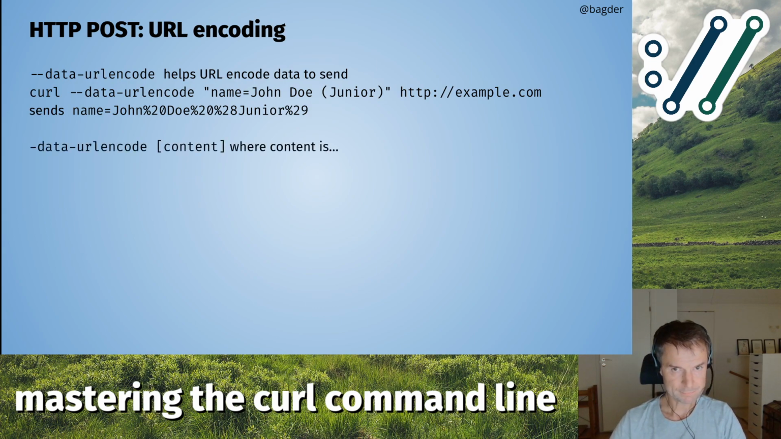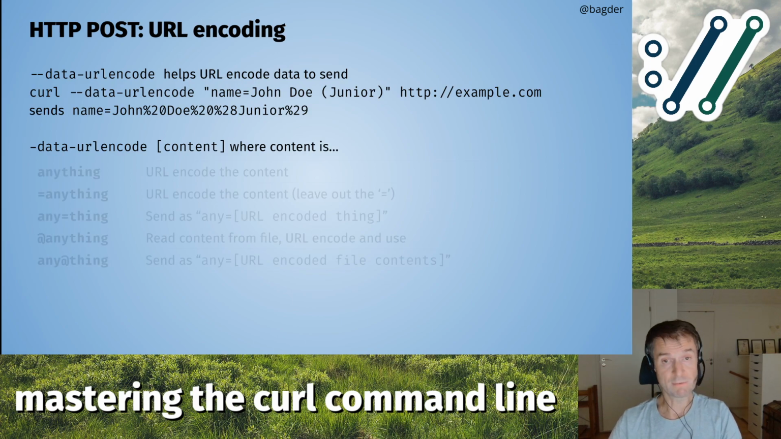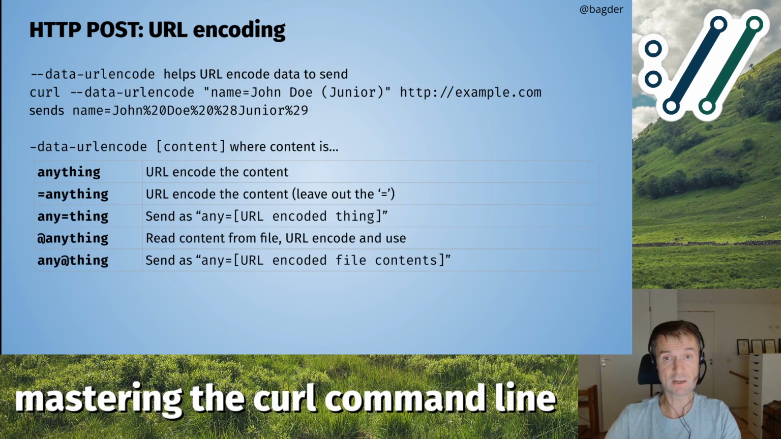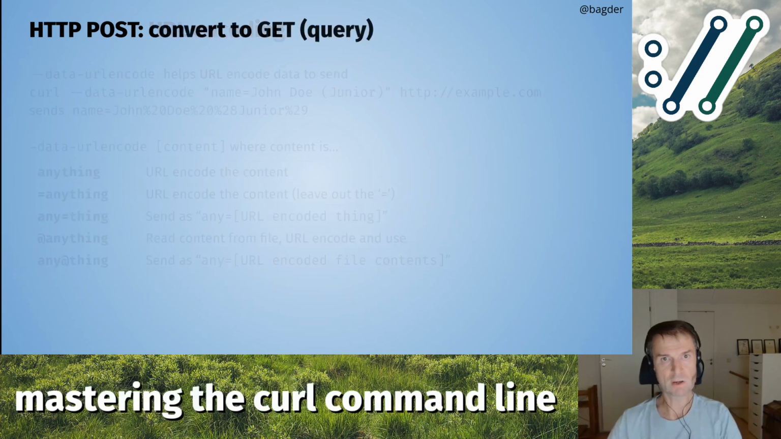And you see they get encoded to their URL encoded versions, which is a percent sign and a 2-digit hexadecimal byte code. You can do this in several different versions: you can encode the content, you can encode the name, you can read the content from a file, and you can URL encode contents directly from a file, and so on. So it's a powerful thing. It helps you send data URL encoded, in particular from the command line when you maybe get data that is not properly URL encoded and you need to send it URL encoded.